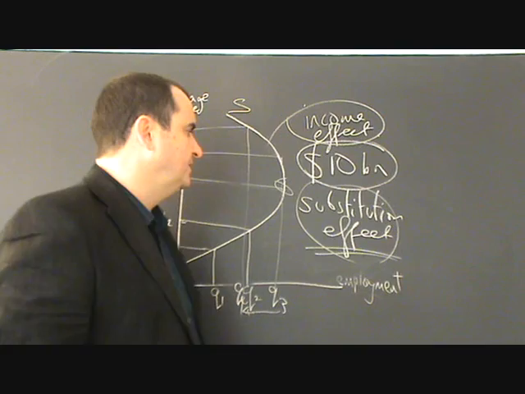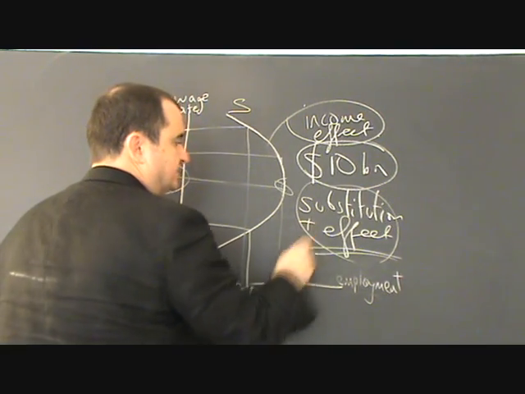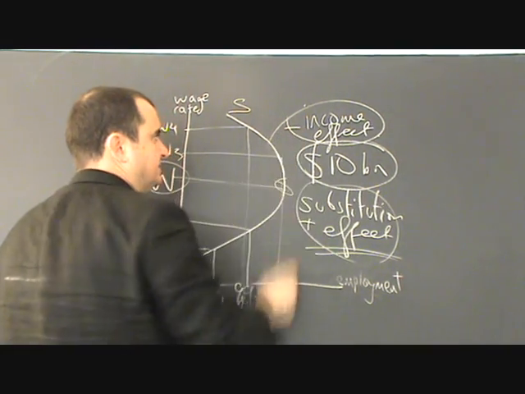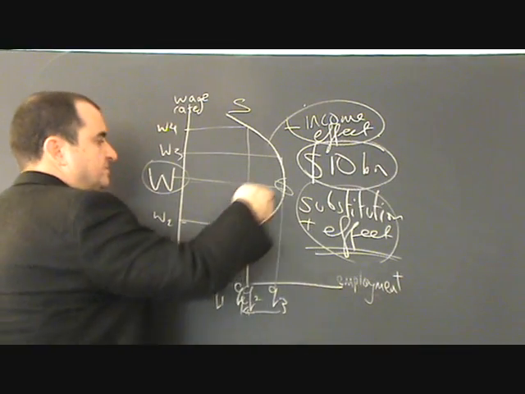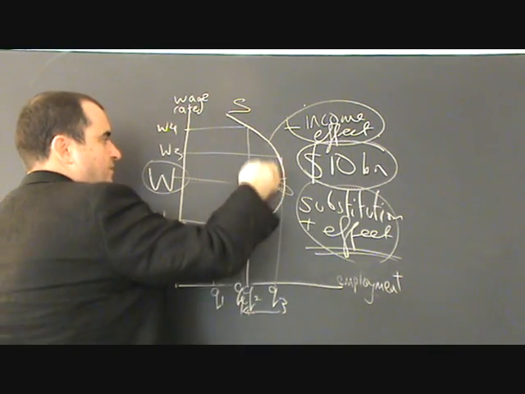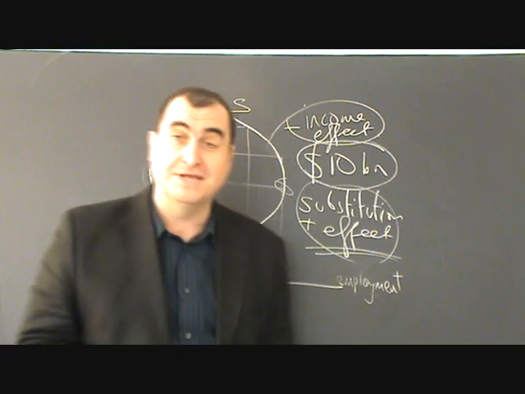Anyway, I hope that goes some way to explaining the positive substitution effect and the negative income effect and its creation of this strange, backward-bending supply curve of labour.